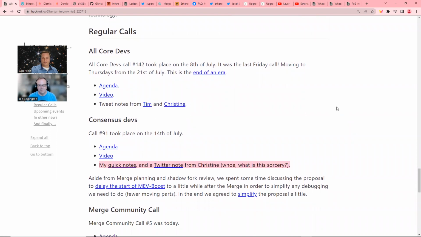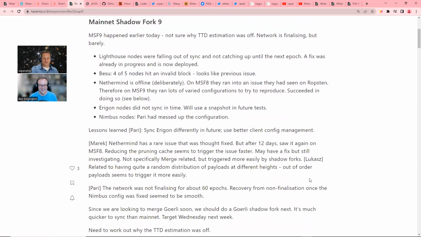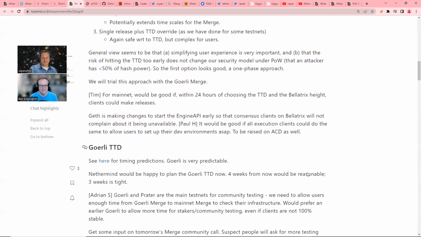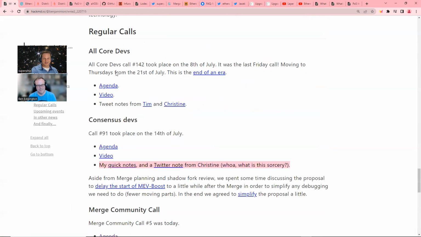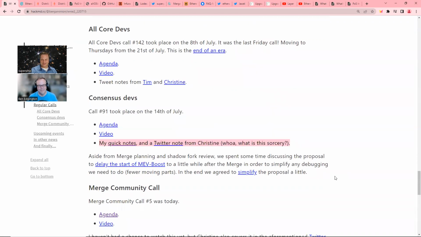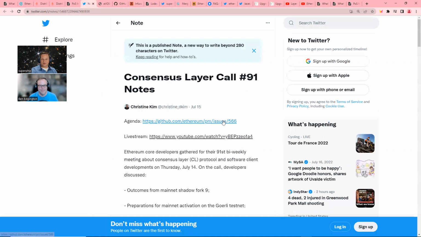So yeah, a couple of calls: awkward devs and consensus devs calls. This is the most important link in the entire list. You buried the lead. But yeah, your notes about the talk for testnet launch, thanks to Tim. Or well, not testnet, but Goerli and mainnet. So very exciting. Yep. And Christine's Twitter notes.